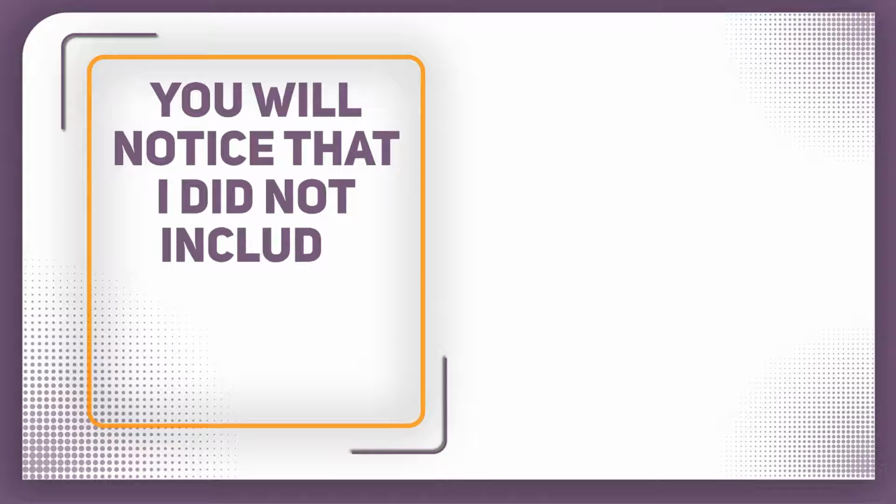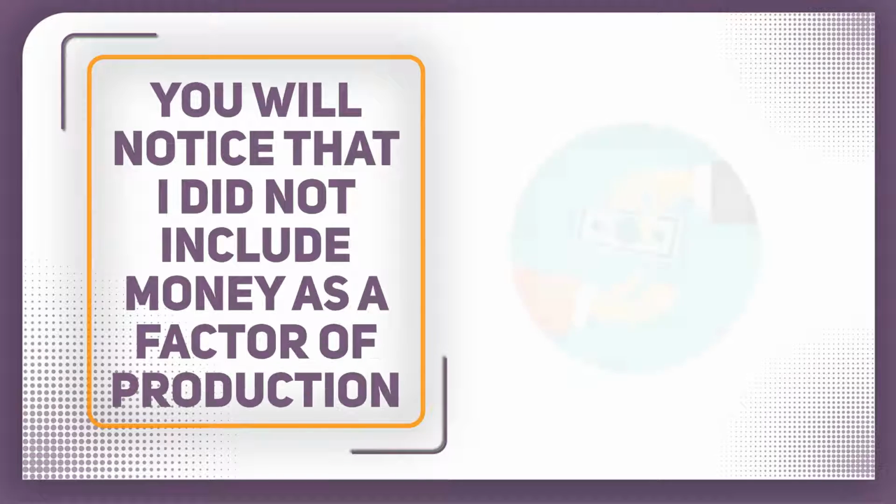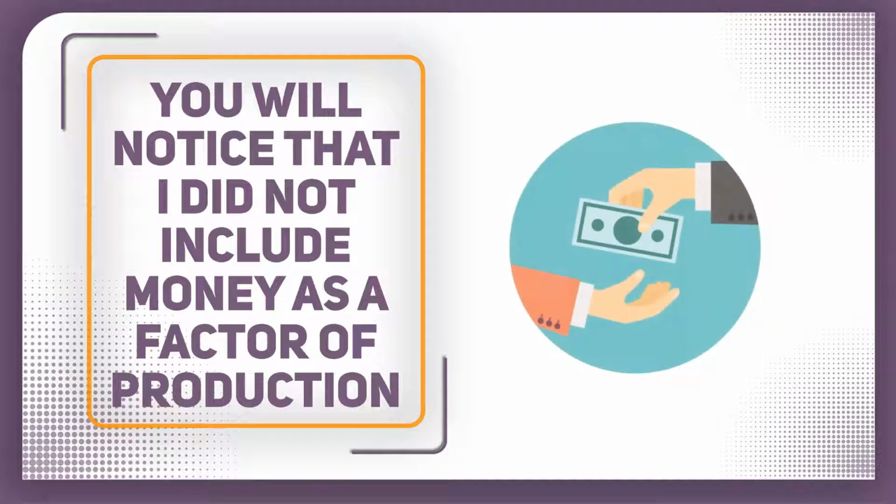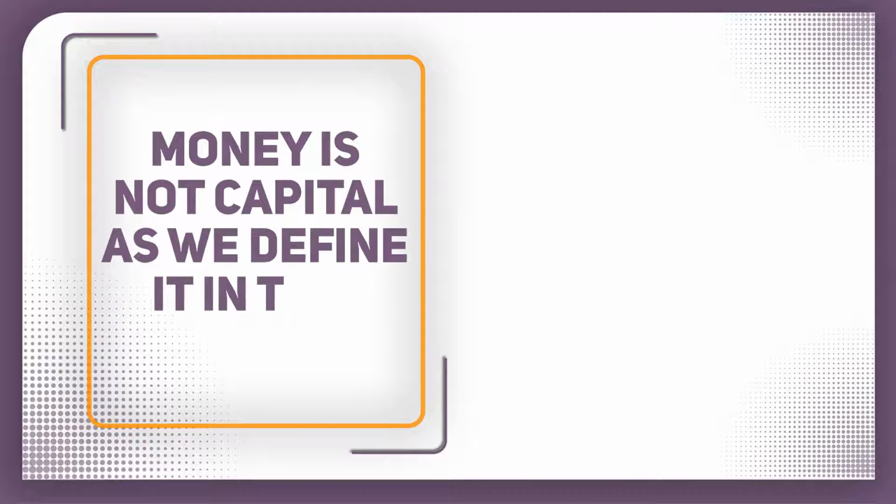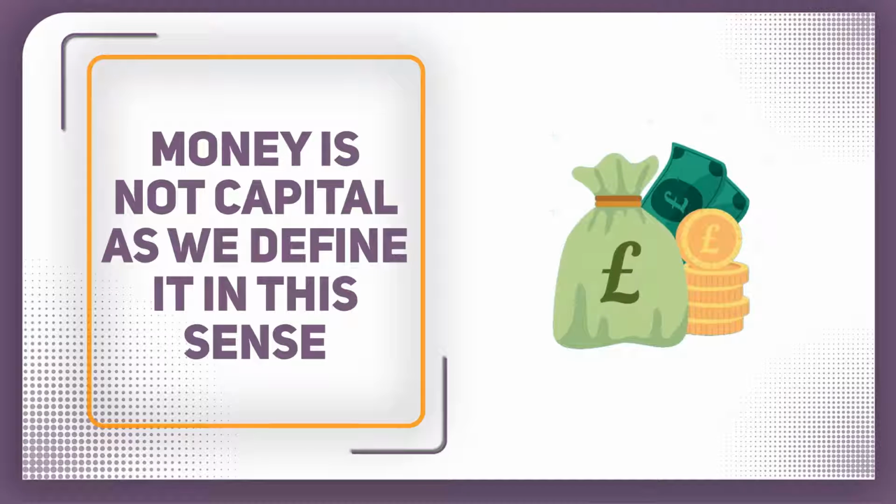You will notice that I did not include money as a factor of production. You might ask, isn't money a type of capital? Money is not capital as we define it in this sense, because it is not a productive resource. While money can be used to buy capital, it is the capital goods, things such as machinery and tools that are used to produce goods and provide services, that we mean here.